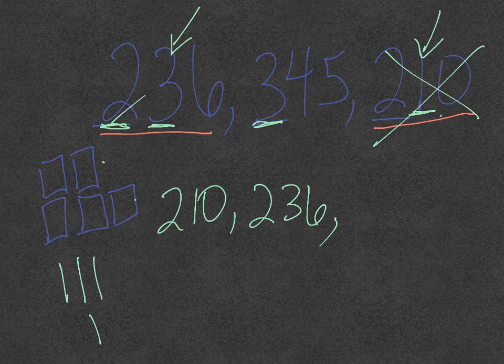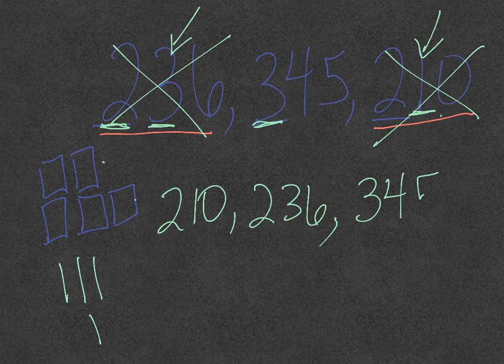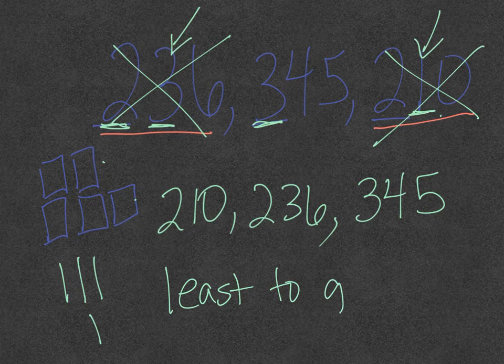Now, just so we don't get confused and try to put that number in our list again, I'm going to mark it out. And now I'm going to go over here, and we only have one number that we have not put in order, and that is the 345. So we're going to go ahead and list it now. So now we've placed our numbers in order from least to greatest.